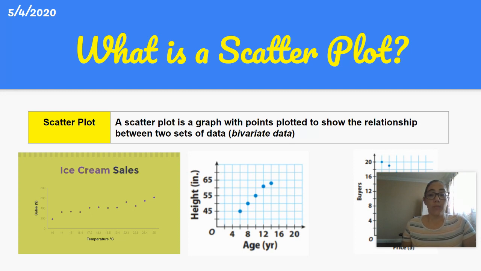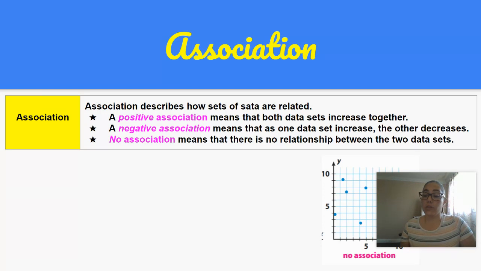In addition to scatter plots, we need to understand something called association. Association describes how sets of data are related. There are three types of association that we're going to talk about more in Wednesday or Thursday's lesson, but just for a sneak peek: a positive association means both sets increase together. That makes sense. A negative association means that as one set of data increases, the other decreases. And no association means that there is no relationship between the two sets of data.